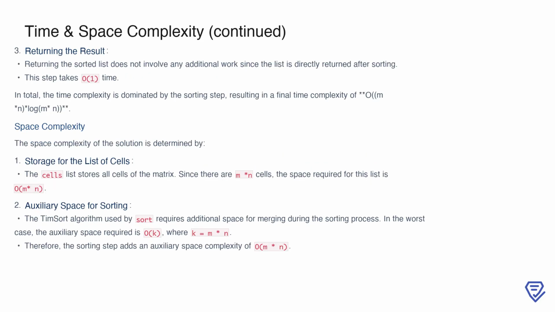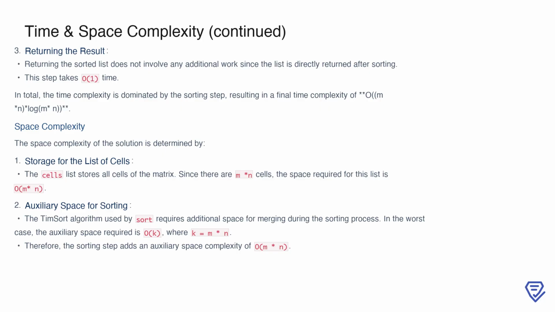Once the cells are sorted, the final step is to return the sorted list. Since the list is directly returned without any additional operations, this step is performed in constant time, or O(1). When we consider all the steps together, the total time complexity of the solution is dominated by the sorting step, which results in a final time complexity of O(m * n * log(m * n)).